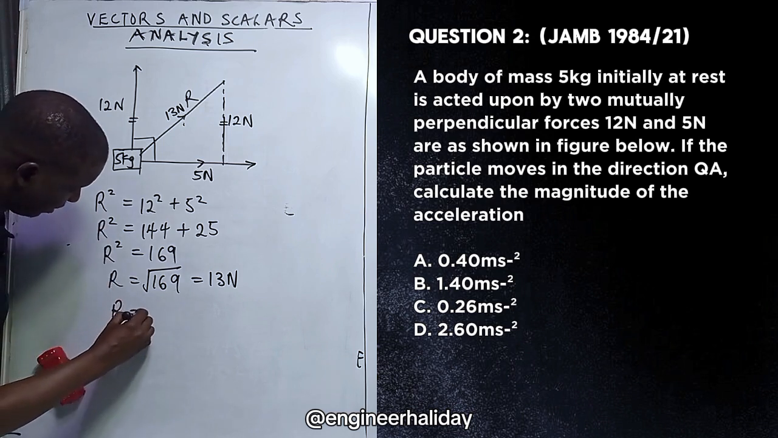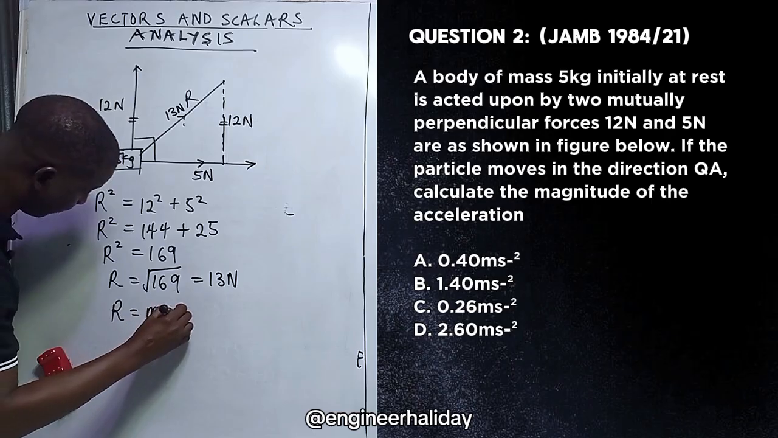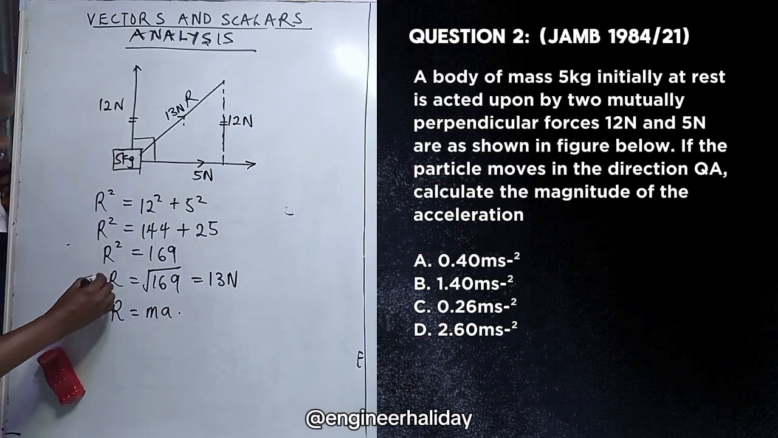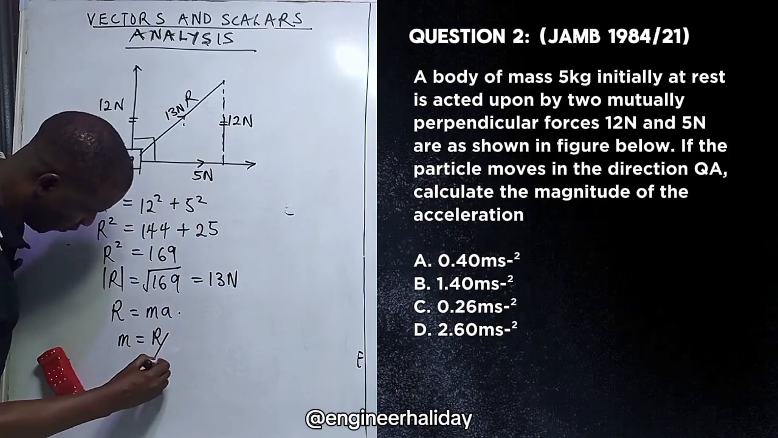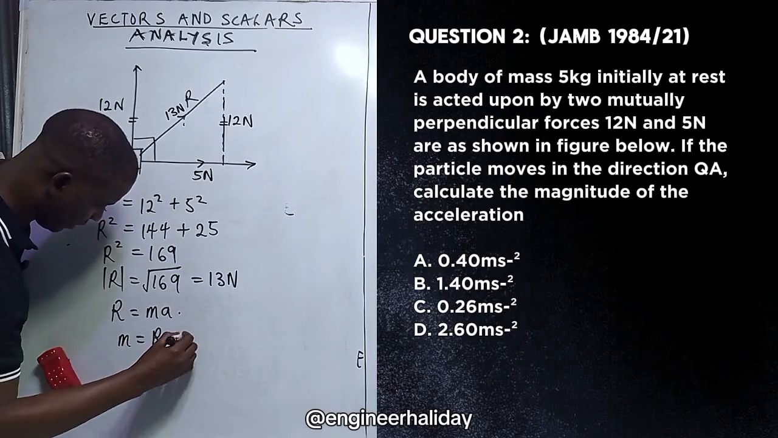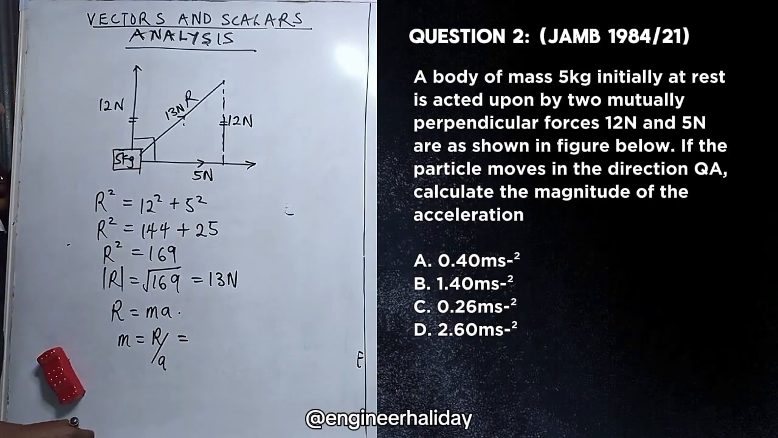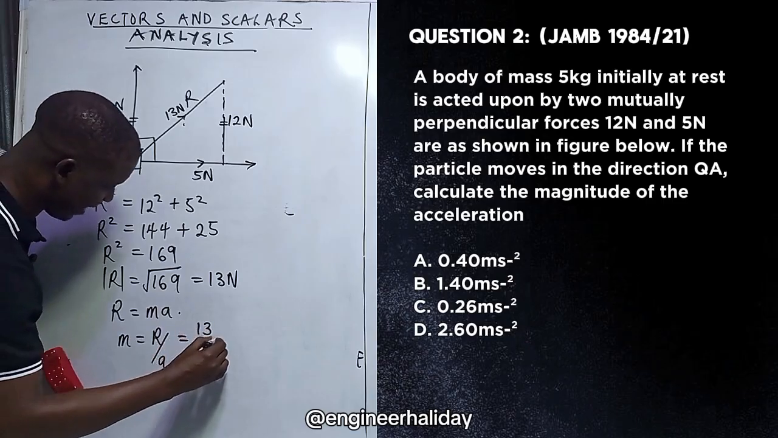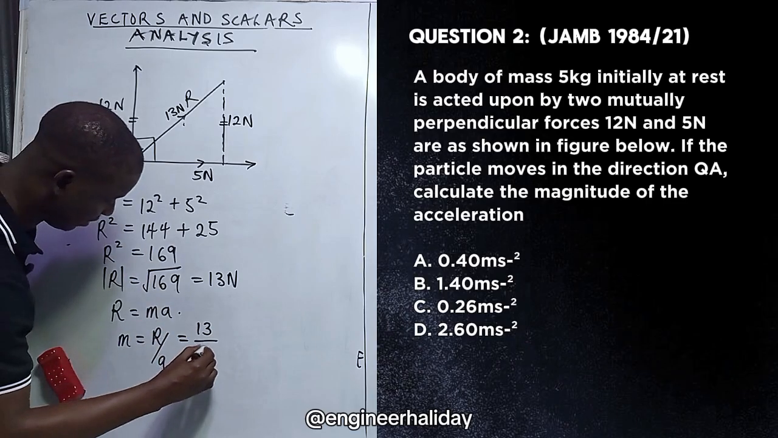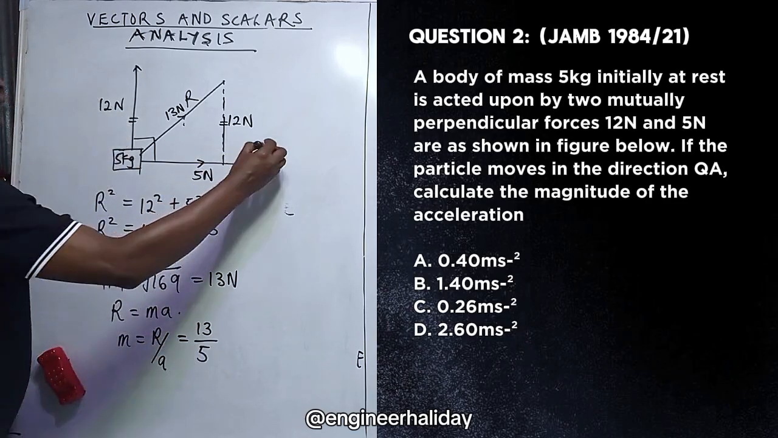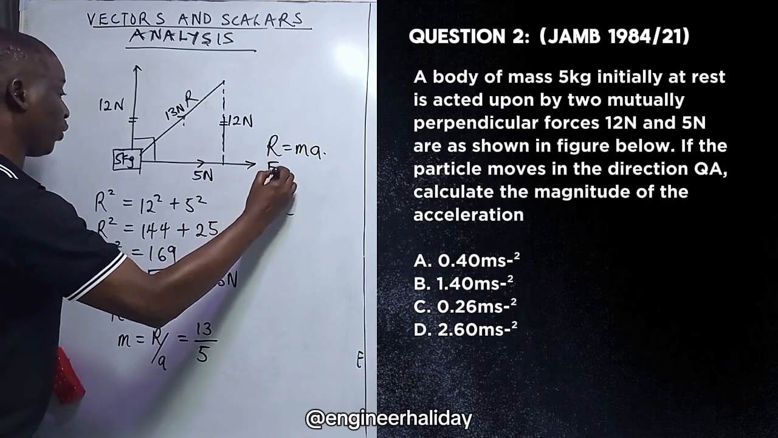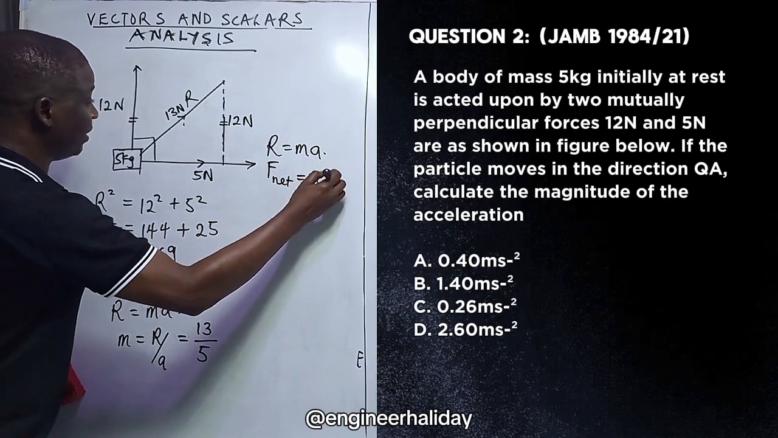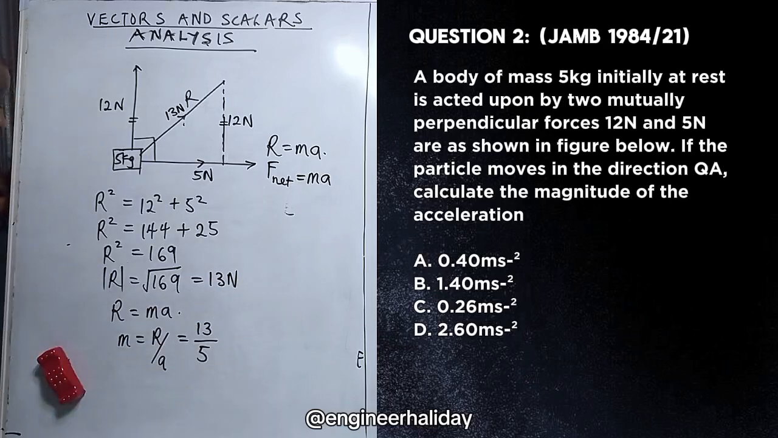Acceleration. So resultant is equal to MA. Resultant is equal to MA. So that means M is equal to R over A, if we want to make M the subject of the formula. Don't forget, your resultant is equal to MA, which is the net force. Resultant is equal to MA, Newton's second law of motion.